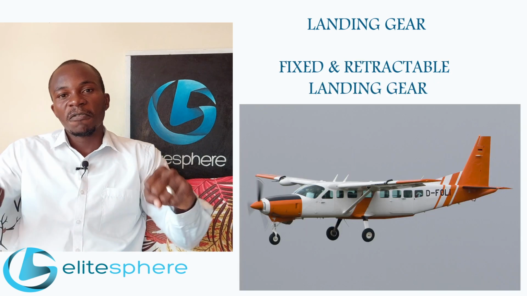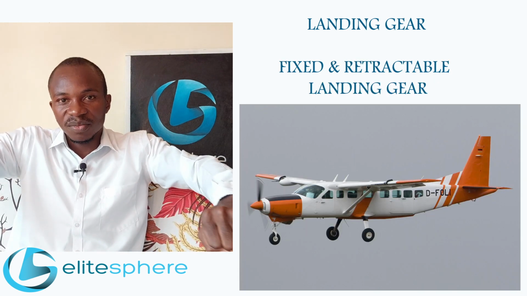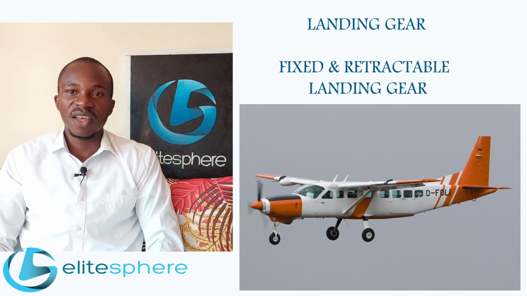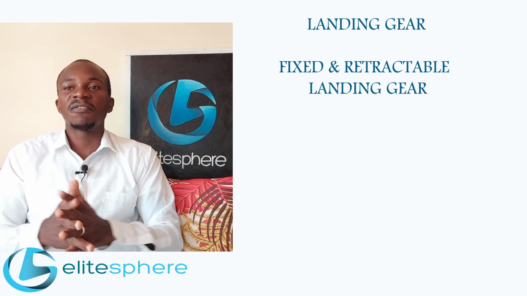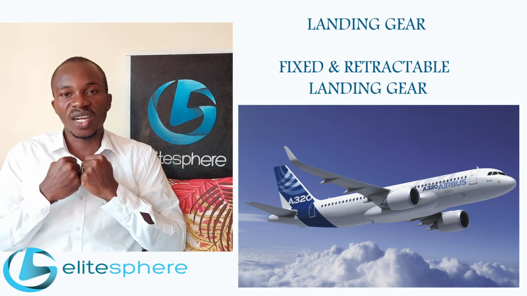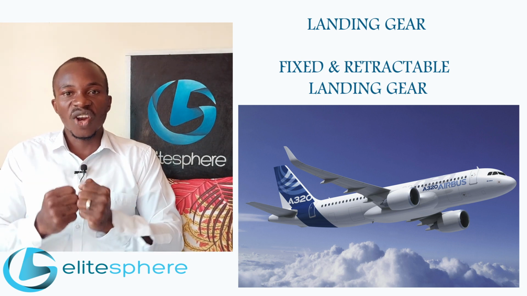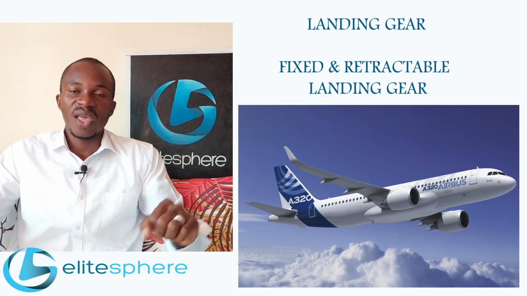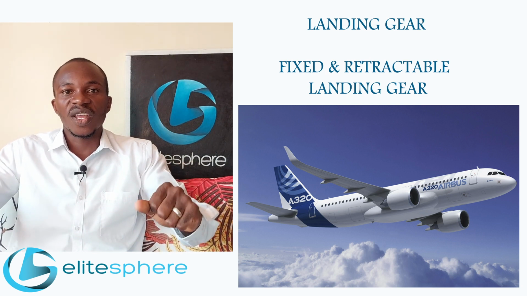Small aircraft have fixed landing gears that remain fixed during the entire flight. On large aircraft and aircraft that fly at high speeds, these landing gears are normally retractable. This is to reduce the drag that the landing gears cause if they remain in the extended position.